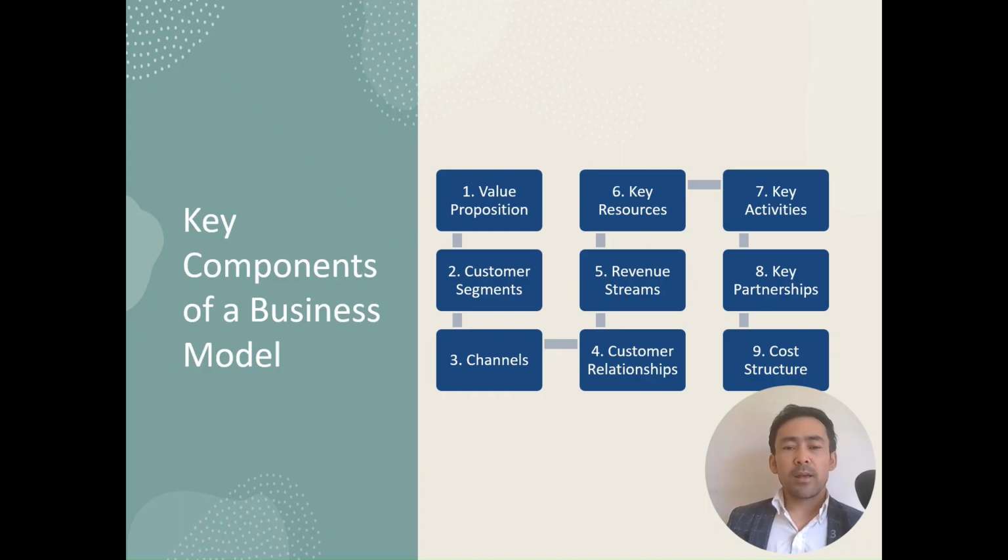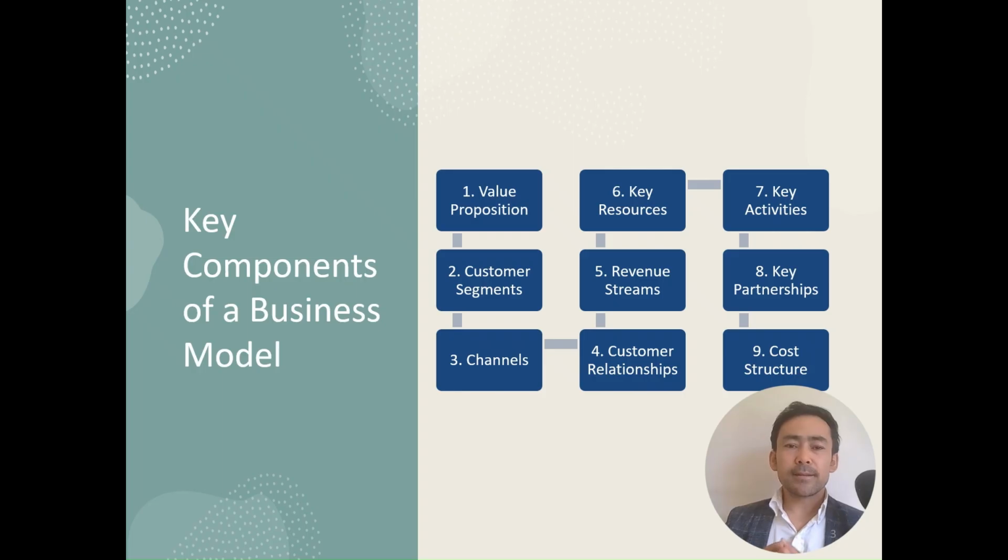The 8th element of a business model is called key partnerships. It tells the main partners of the company or organization, which partnerships are important, and maybe 5 main partners that are important to them and help them to offer their service to the community effectively and efficiently to their customers.